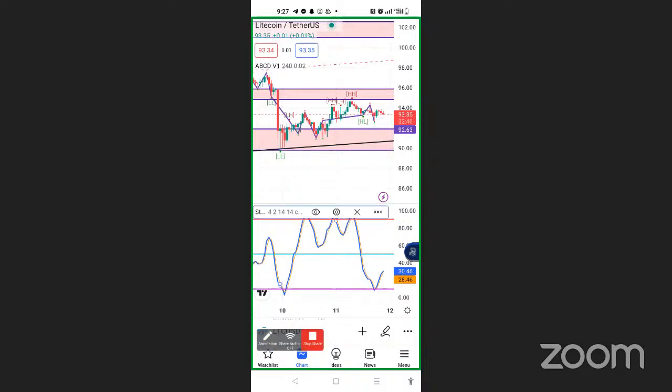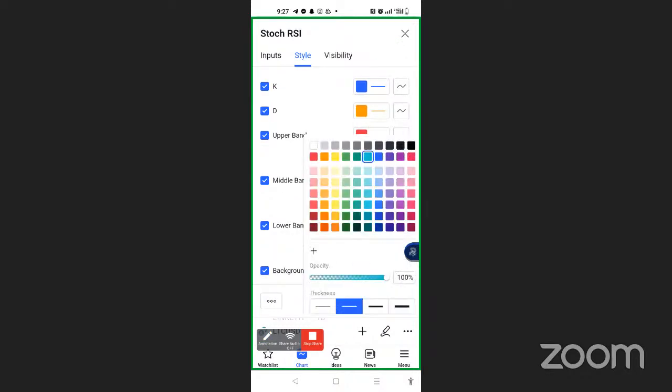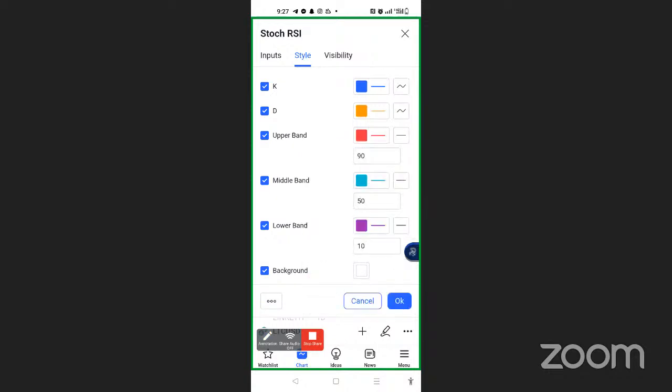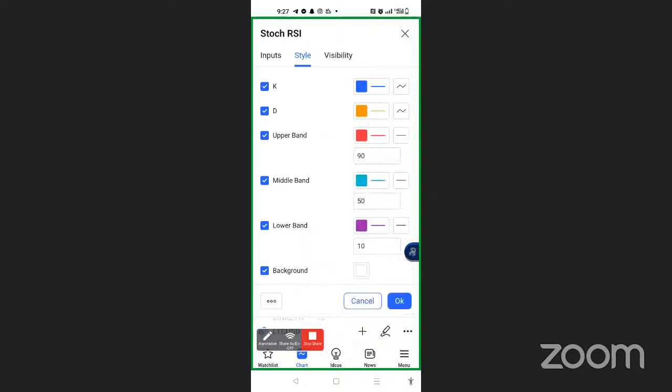Okay, let me go again. So we are done with the upper line. The middle band, you can choose any color. I personally love blue, with the thickness at the next line. Then you also make sure you turn the dotted line to a line. Let's go to the lower band. You can choose any color you want. Set the opacity to 100 and the thickness to this level. Then turn the dotted line to a line. And make sure you turn this value to 10.